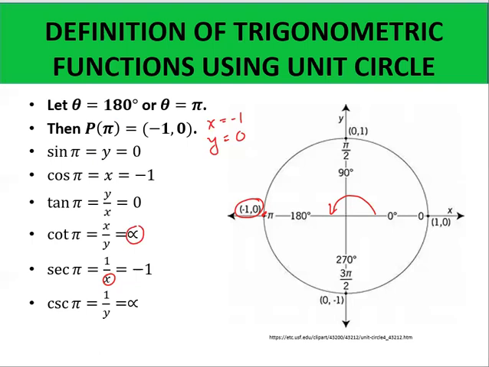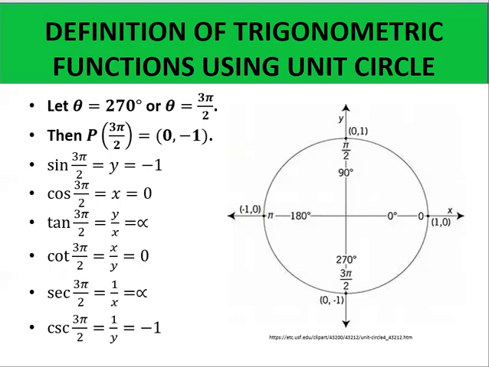Next, if the angle theta is equal to 270 degrees, or theta is 3 pi over 2, then its terminal point is the point (0, -1). So this means that x is equal to 0 and y is equal to negative 1. So sine of 3 pi over 2 is the y coordinate, which is negative 1. Cosine of 3 pi over 2 is the x coordinate, which is 0. And then the rest will follow based on the formulas and the x and y coordinates.